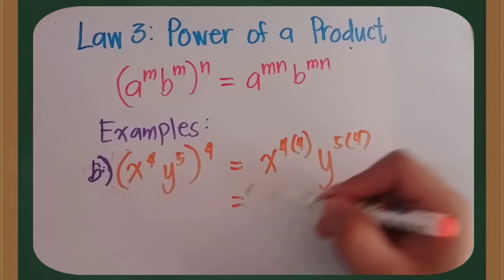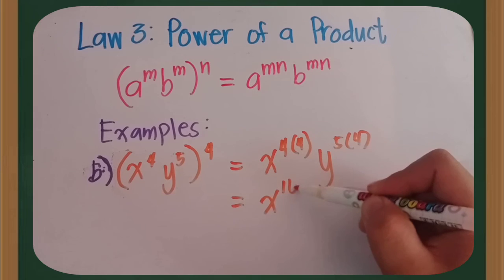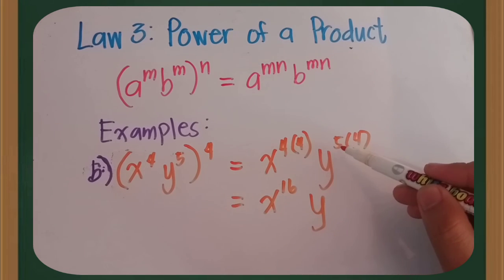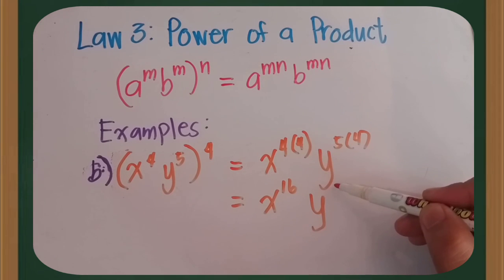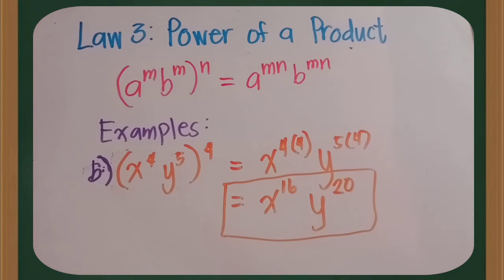Okay? And let's simplify. X raised to the power of 4 times 4, that's x raised to the power of 16. And y raised to the power of 5 times 4, that's y raised to the power of 20. So this is the final answer. Am I clear? Okay, very good.